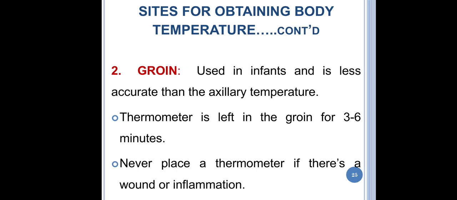Then we also have the groin. Yes, it can be used in infants, although it might be less accurate as compared to the axillary temperature. It is left in the groin for 3 to 6 minutes. You should take note that it is usually used in infants. In case the infant has some kind of wound or inflammation, it cannot be used.